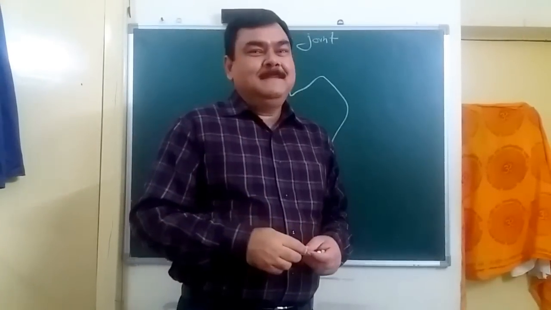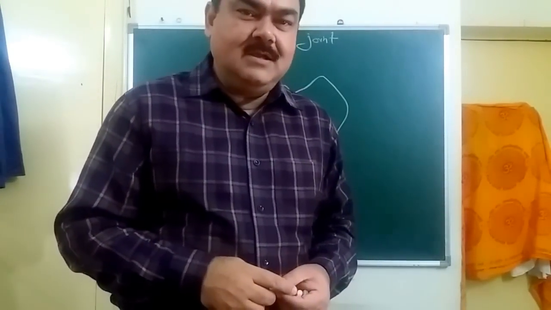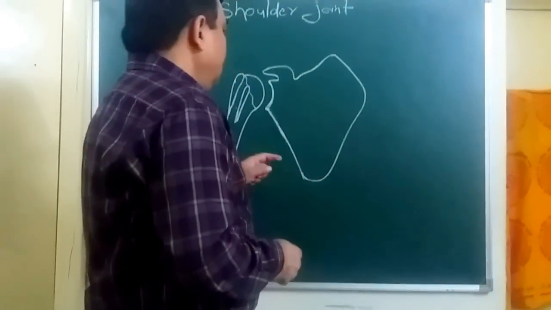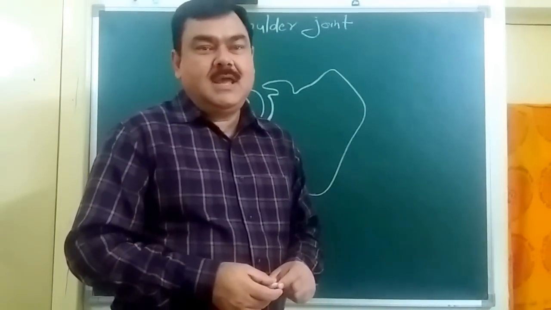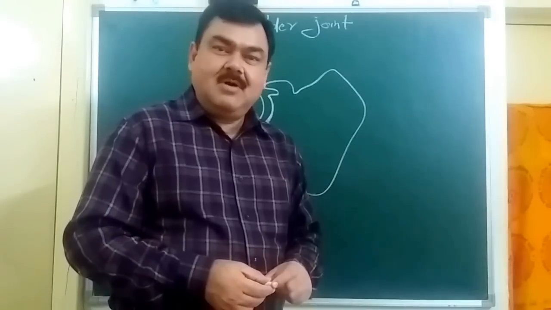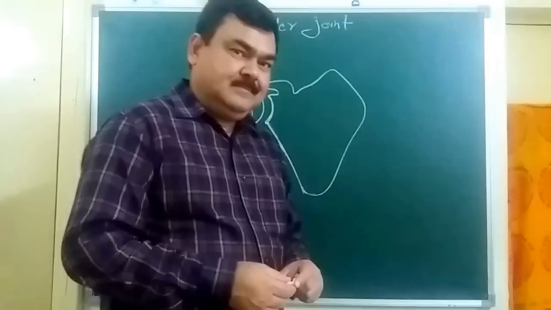To discuss the anatomy of the shoulder joint. The shoulder joint is a synovial joint and its variety is ball and socket.